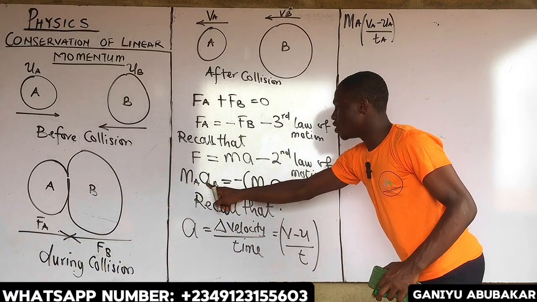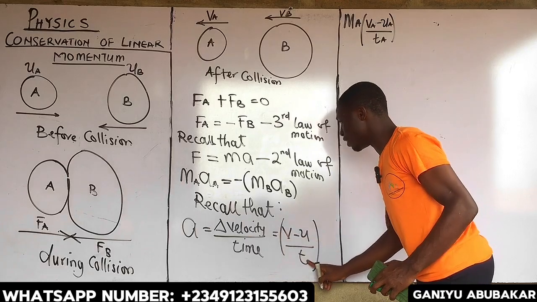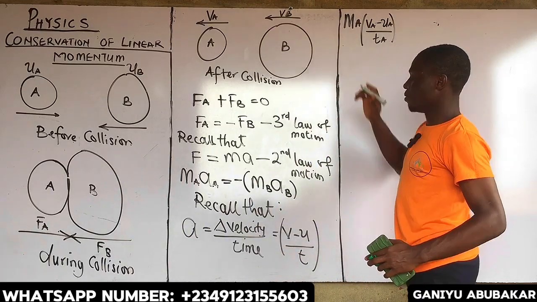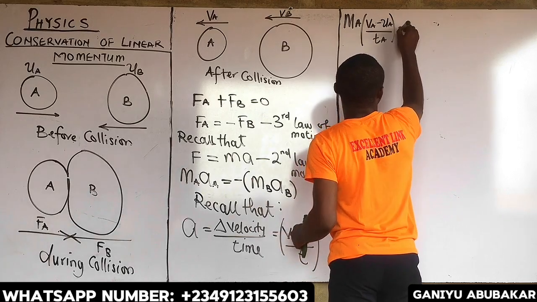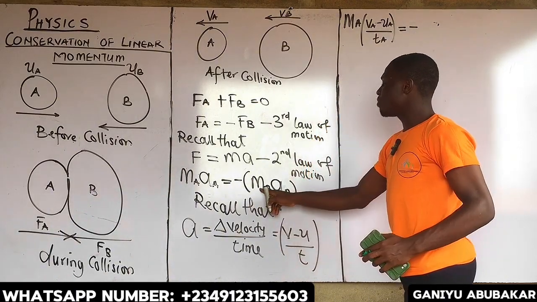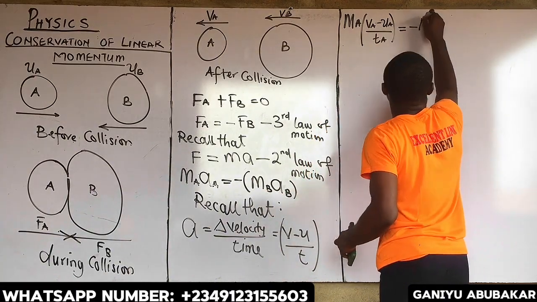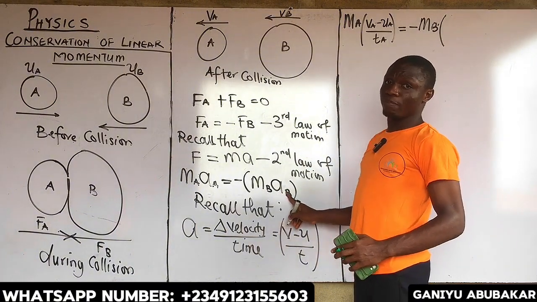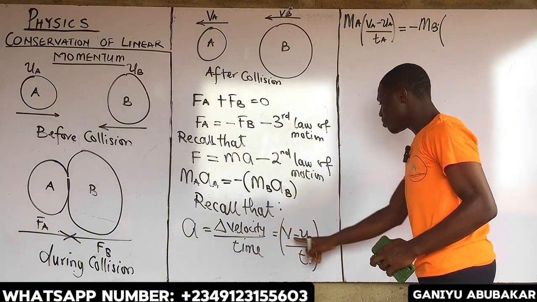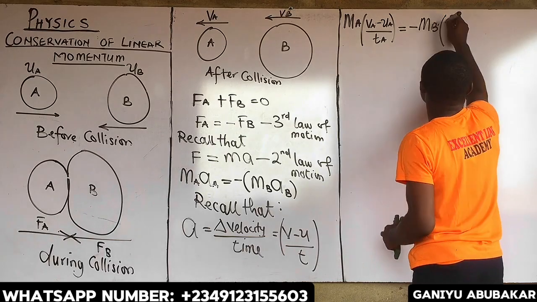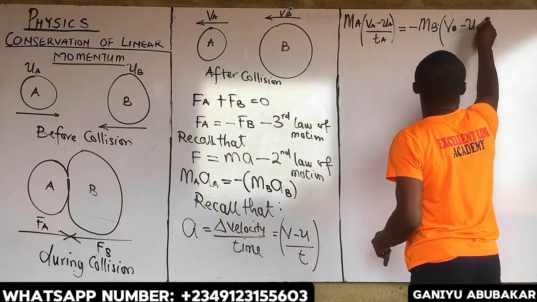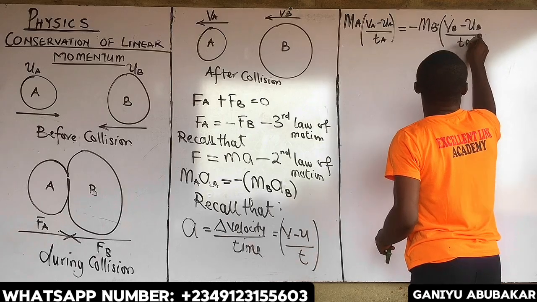So replace acceleration as what? V minus U over T. But I'm having A here, so put it in terms of A. It is now equal to negative MB times acceleration at section B. So acceleration here becomes V minus U over T, but in terms of B: VB minus UB all over TB.